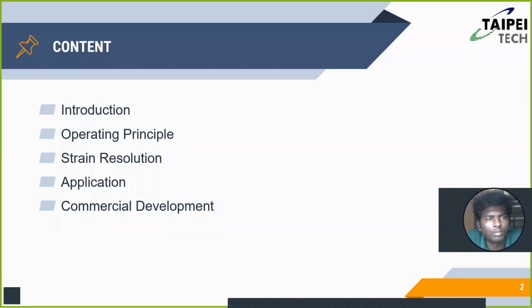Here is what we will cover in this presentation: an introduction to the technology, then the operating principle behind it. We will discuss the strain resolution these sensors can achieve, followed by their real-world applications. We will wrap up with insights into commercial development.